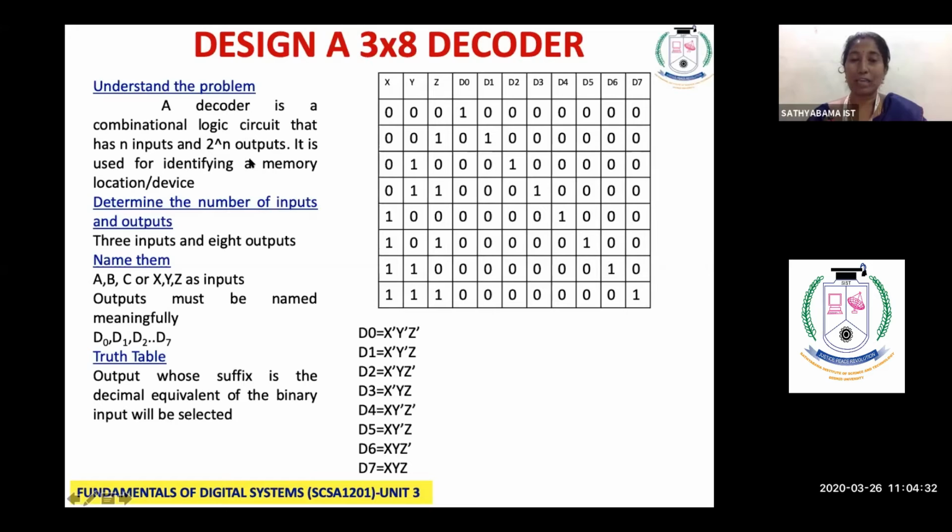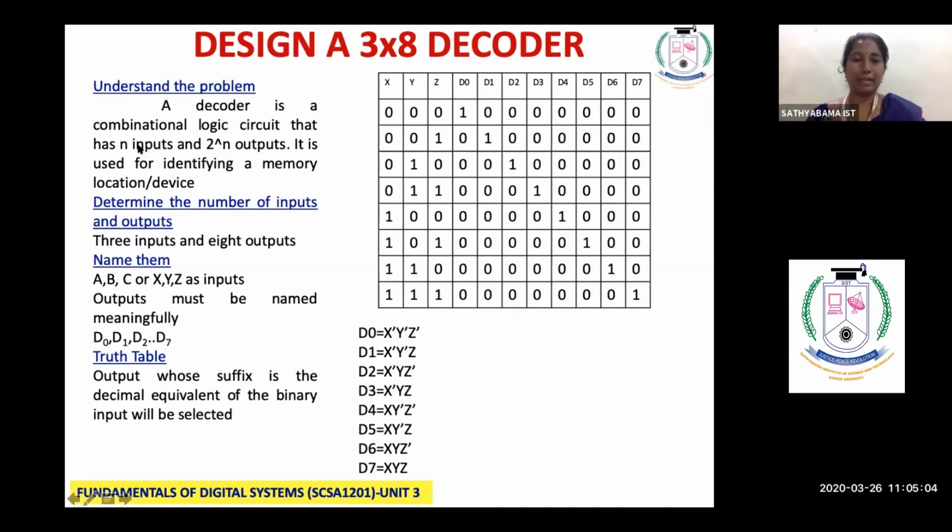Suppose you are having 8 devices, then 2 power something is equal to 8. What is that something? 3. So 3 inputs. That is why your question is 3 cross 8 decoder. Have you understood this? A decoder is a combinational logic circuit that has got n inputs and 2 power n outputs. Actually, we should come in reverse. How many devices we want to connect? That should be written in the form of 2 power n, and that n we should substitute as the input here.